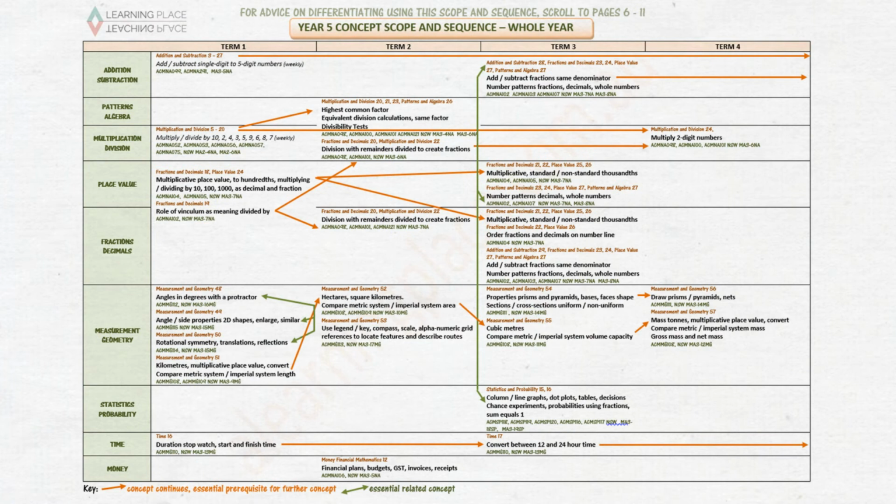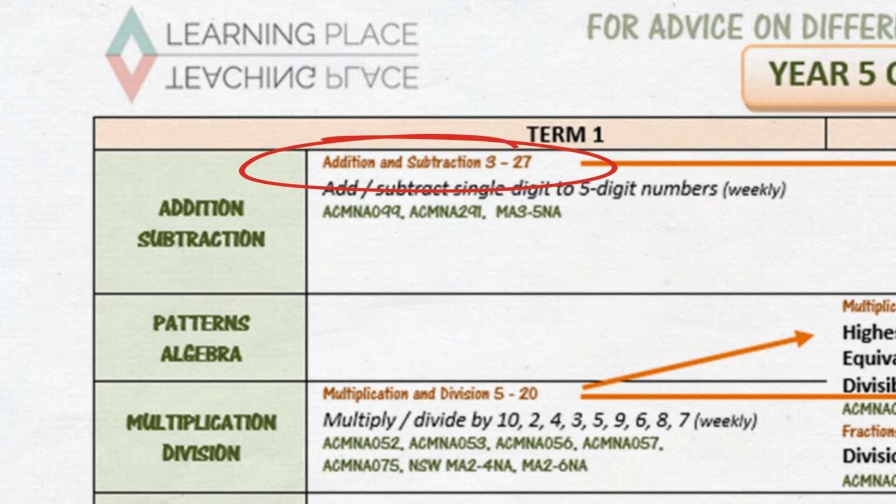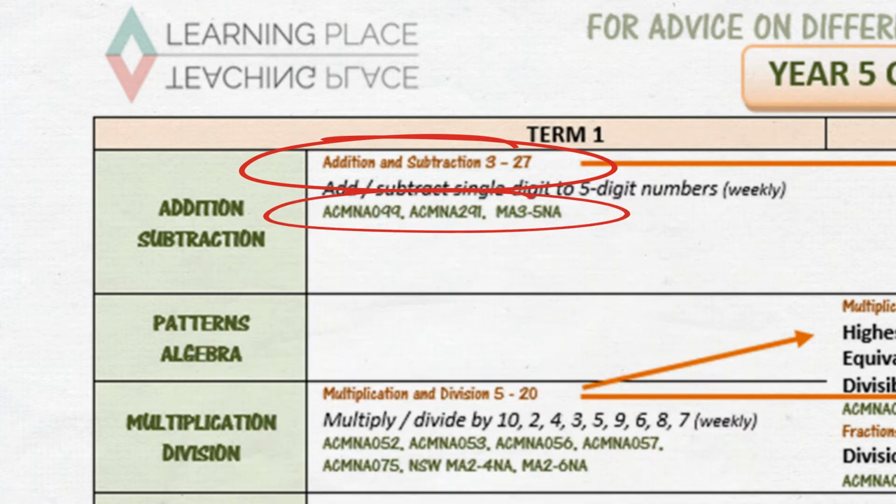Page 1 contains a whole year overview of the concepts taught in Year 5. A green arrow shows the links between essential related concepts. An orange arrow shows the essential prerequisite for further concepts. The concept name and level is the name and level used at A Learning Place, A Teaching Place. The abbreviated text identifies the Australian Curriculum and New South Wales syllabus content descriptions.